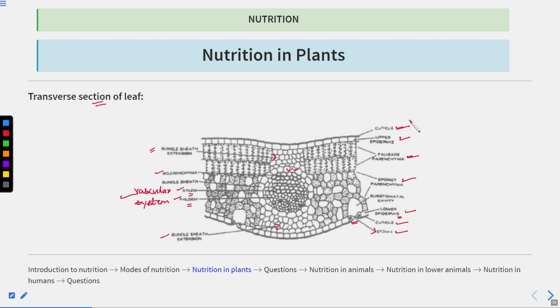So again, I will summarize. The epidermis is present, upper epidermis and the lower epidermis. The epidermis is covered by the cuticle. Below the epidermis are present the palisade parenchyma cells. Then spongy parenchyma cells are present. Here we have already seen that the palisade parenchyma cells contain a very high number of chloroplasts. Some chloroplasts are also present in the spongy parenchyma. And then we have the vascular system in the center. So you have to remember all these terms.